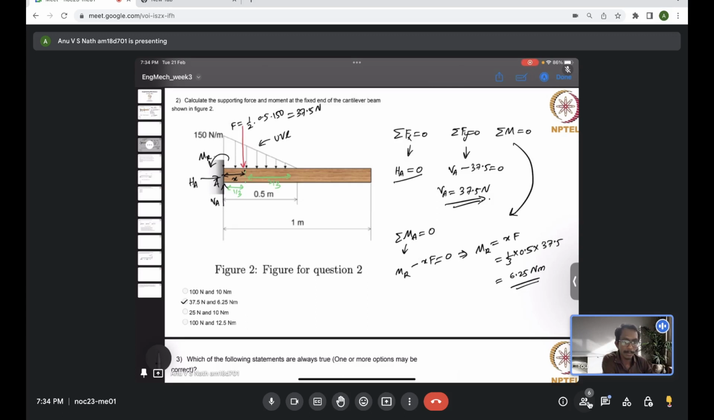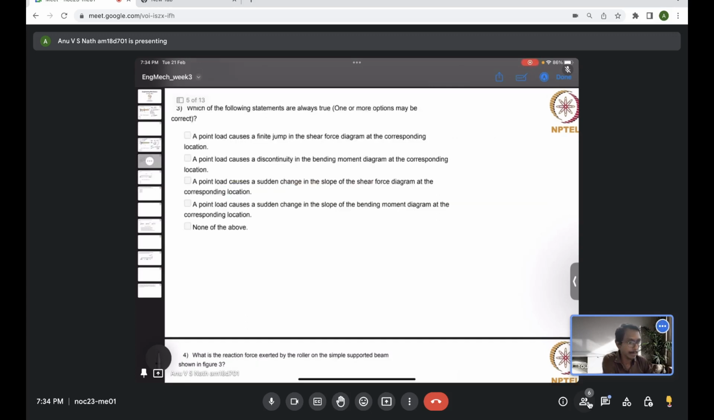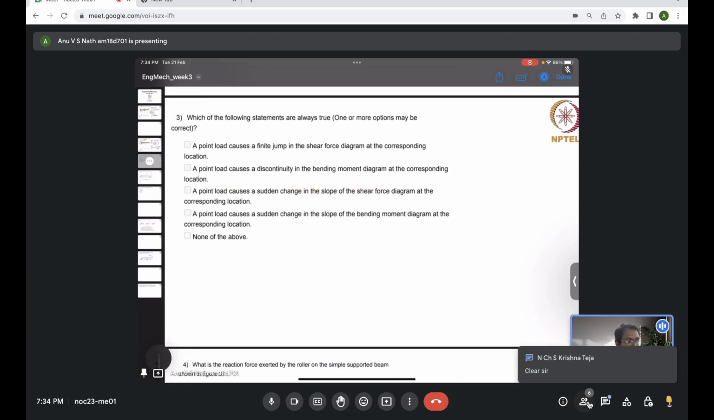If nothing, we will move to the next problem. Which of the following statements are always true? One or more options may be correct. In principle, 4 options are there. So we have to check which of them are correct and which are not. Because there is nothing to analytically evaluate, I will just go through each of them, ask your opinion about it, and I will explain whether it is correct or not.